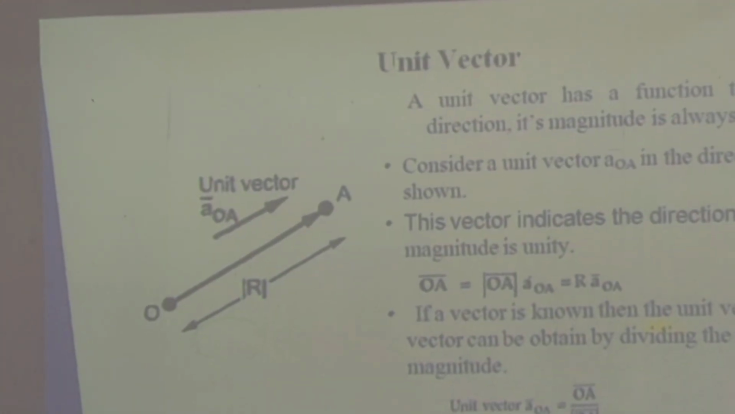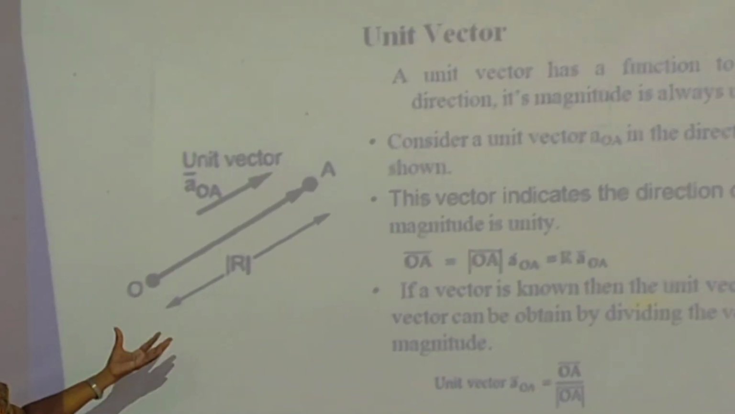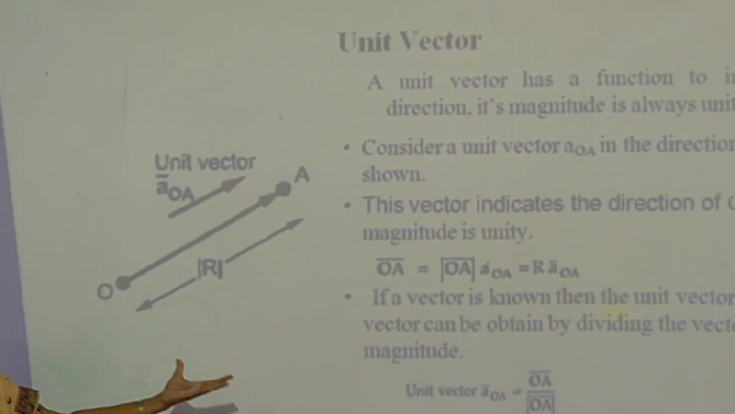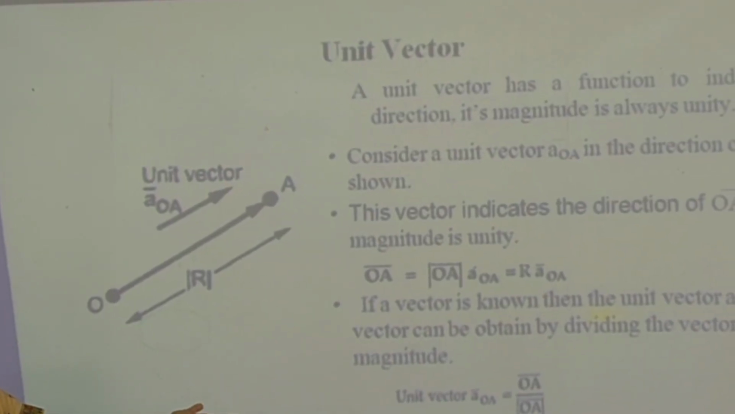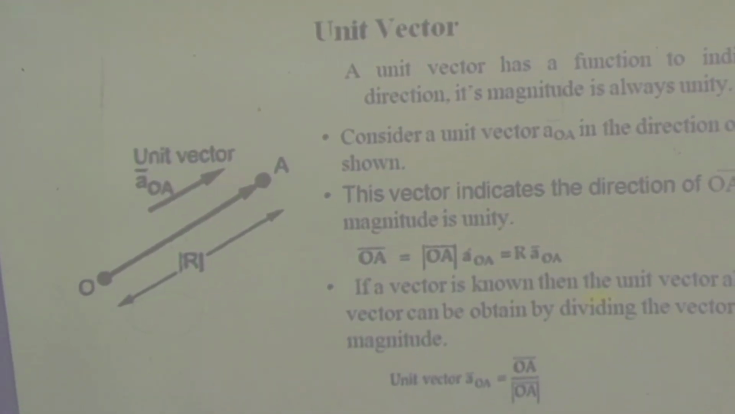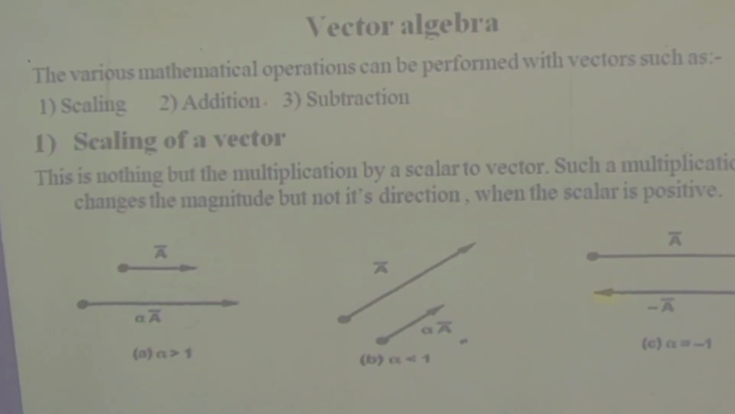The next is the unit vector. For the unit vector, we consider the magnitude of the vector to be unity. As a mathematical concept, it is the vector OA divided by the magnitude of the vector OA. So this is going to be the unit vector.